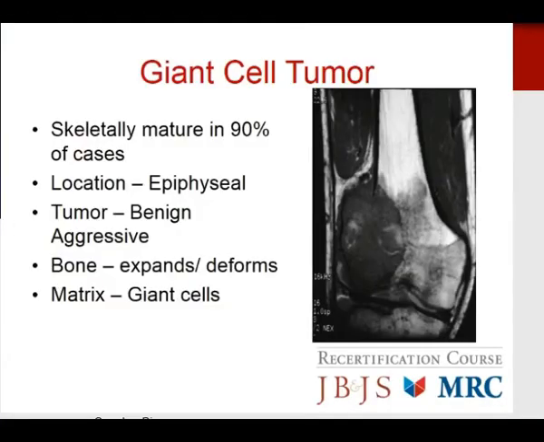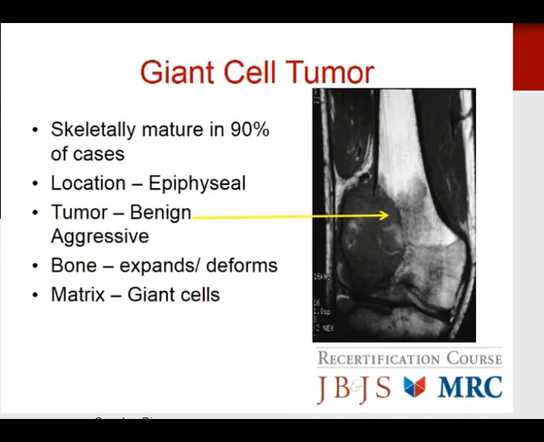Giant cell tumors of bone are benign lesions. They're benign aggressive, but for some reason are very commonly seen on the recertification exam. These occur typically in patients who are skeletally mature, so more commonly patients who are approaching 30. When we talk about location, tumor-bone interaction, these are epiphyseal lesions. They are benign aggressive, so the lesion has some features of being aggressive but not overtly.